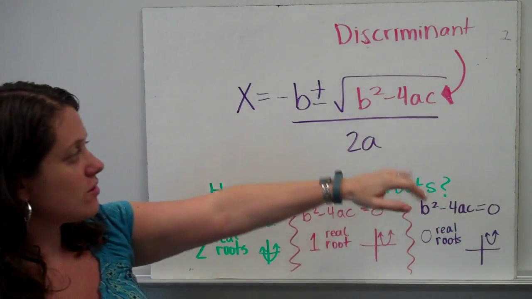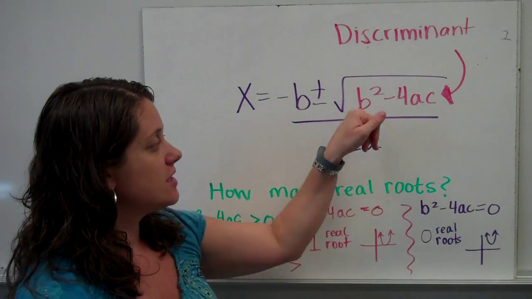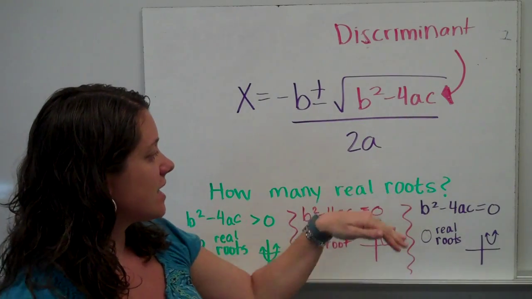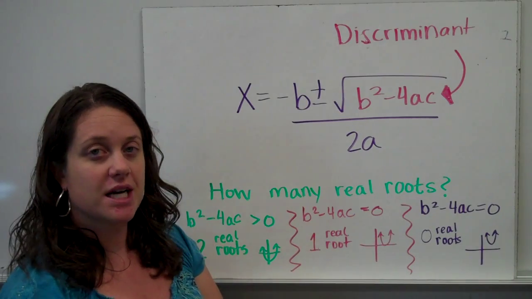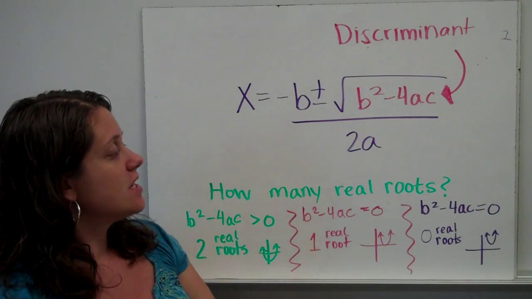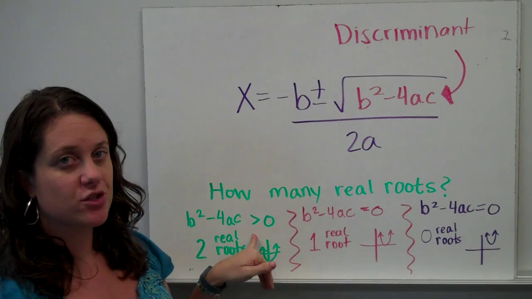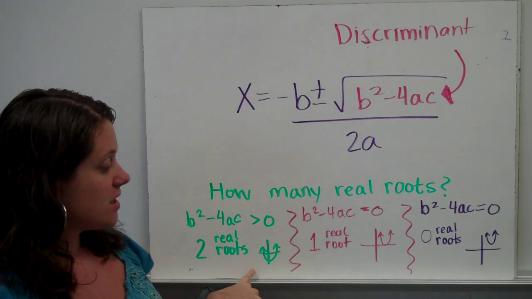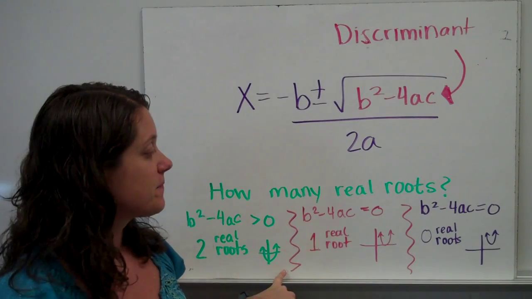One more thing. The discriminant is this pink part underneath the square root. So the discriminant is just the b squared minus 4ac. If you just take that out, that can actually help you to determine how many real roots you have. If you calculate b squared minus 4ac and it gives you something that's greater than 0, it means you have two real roots. In other words, there's two definite x-intercepts.